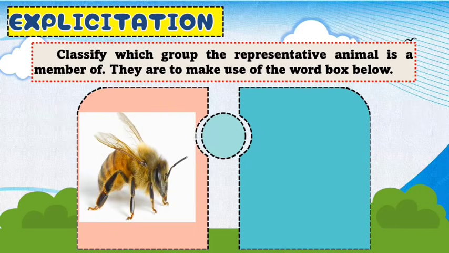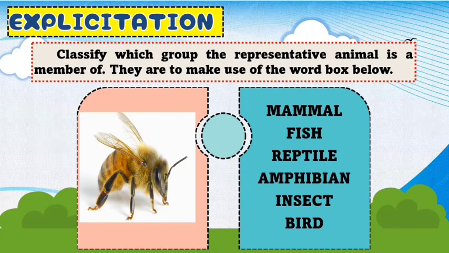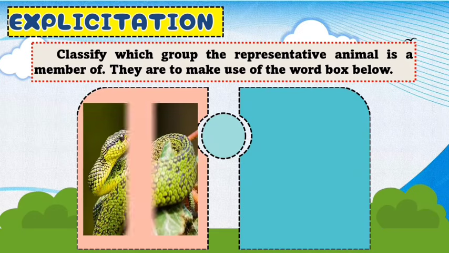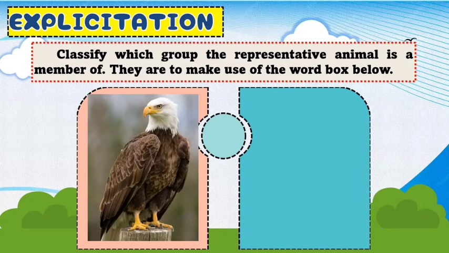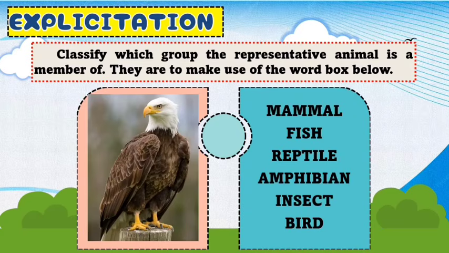For picture number 2, the classification of that picture is insect. Next picture, yes, we will classify snake as reptile. Very good. Next picture, it's an eagle. So therefore, we will classify eagle as bird.